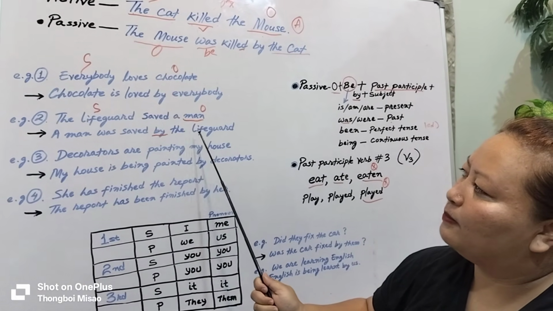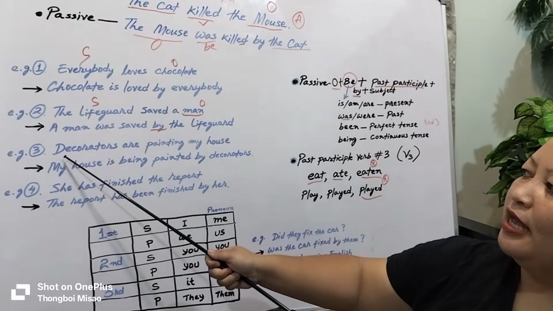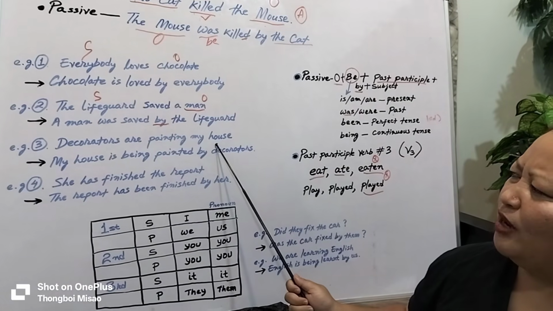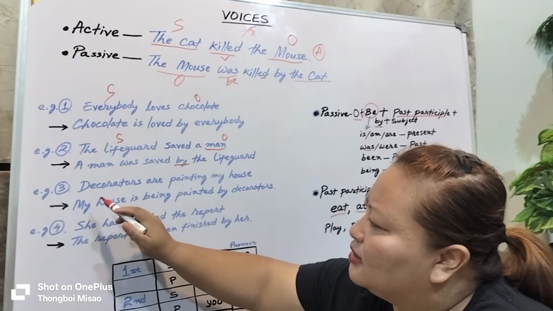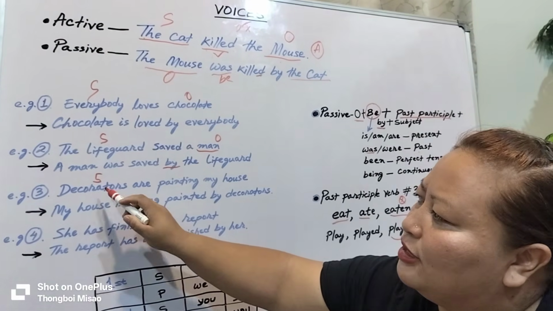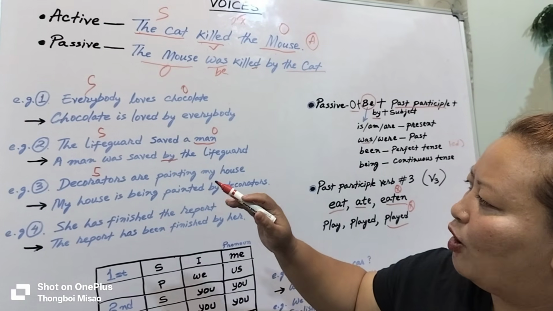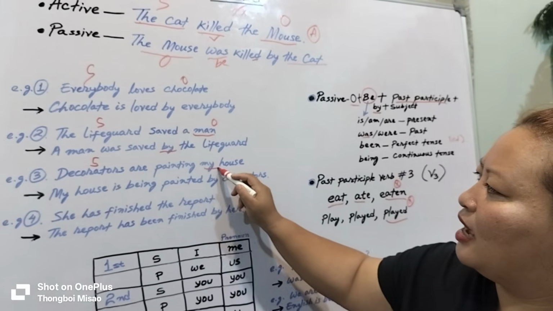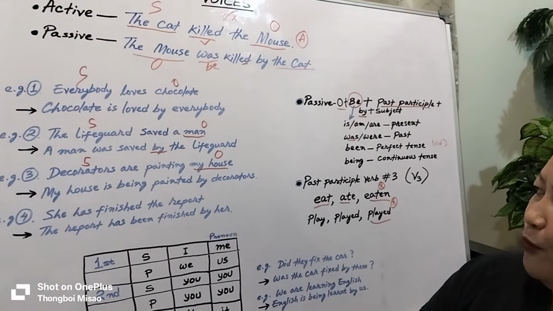That means the object becomes the subject's place. Now, "Decorators are painting my house." In this sentence, where is the subject? Here the decorators are the ones doing things, right? And the object is what is receiving the action, my house.